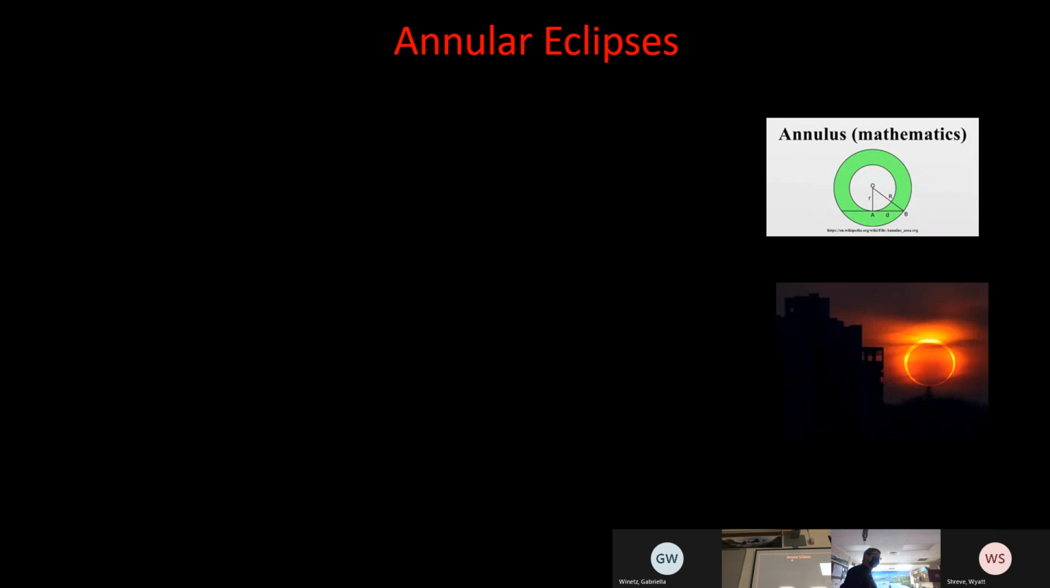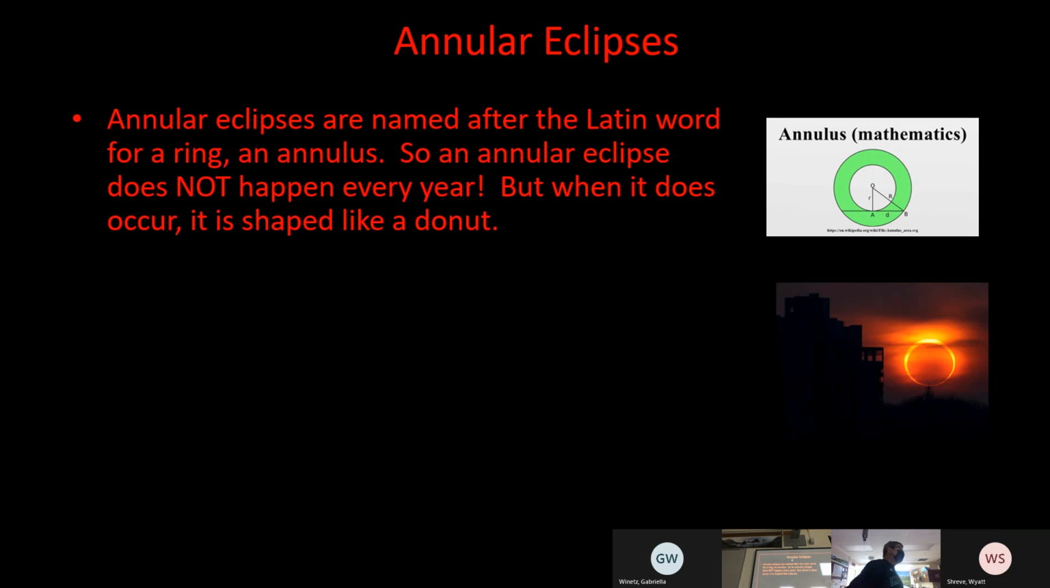Okay, an annular eclipse. Here's a photo of one down at the bottom. And basically the word annulus, as you can see, means a donut or a ring. So an annular eclipse is named after this Latin word for a ring, the annulus. On the other hand, you might think an annular eclipse happens every year because we use that same word to mean yearly, but that is not what it means. It means it's a ring-shaped eclipse, a donut eclipse.